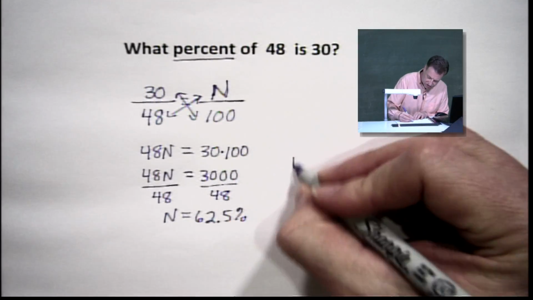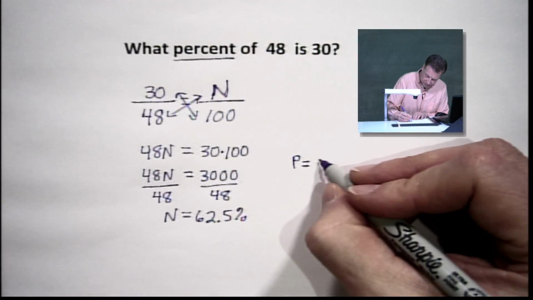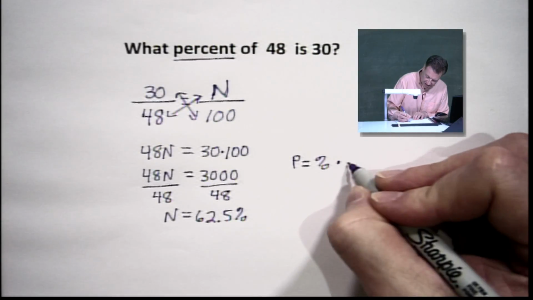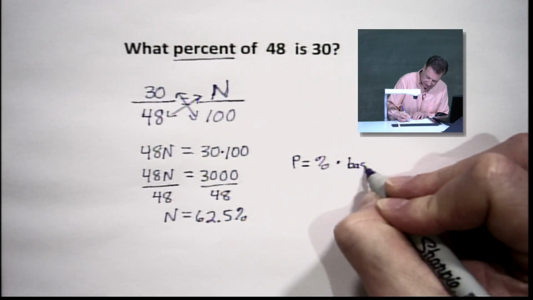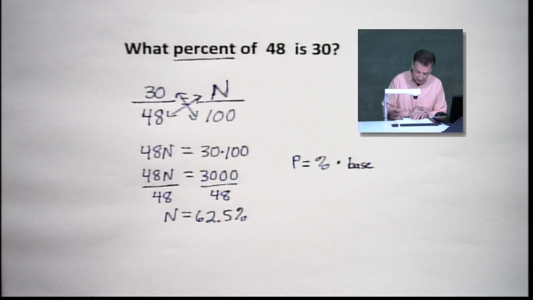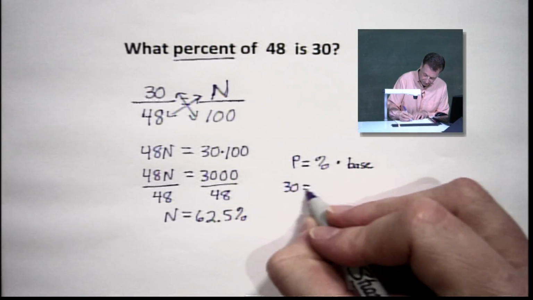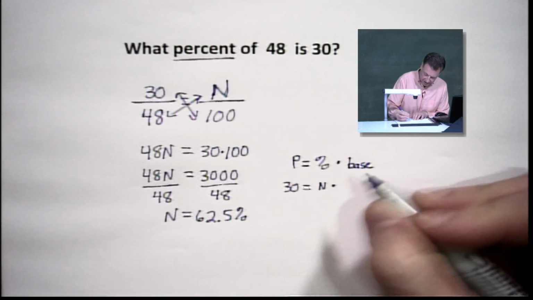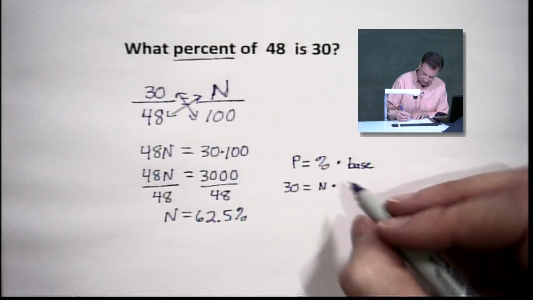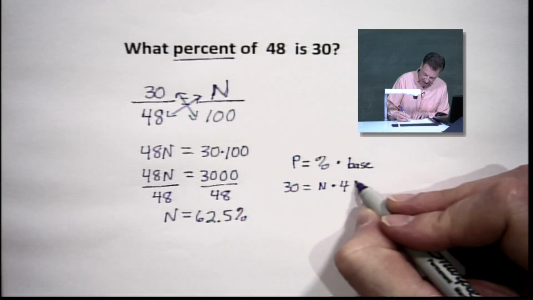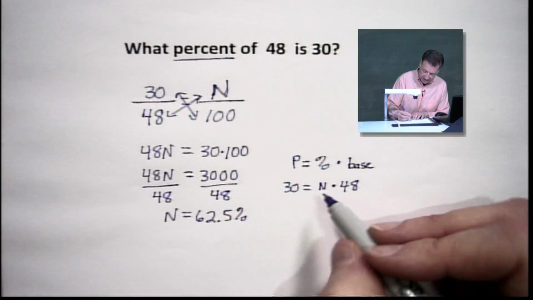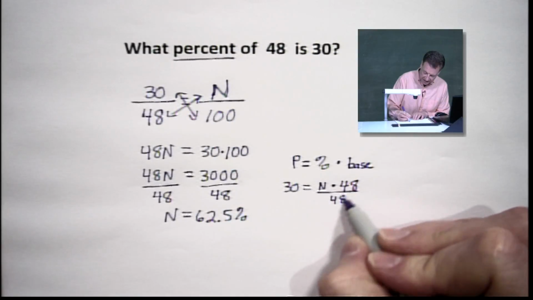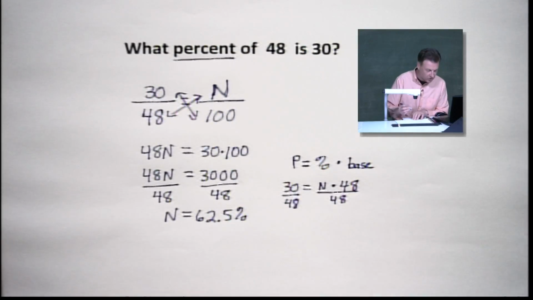Looking at our other approach, how about it? P equals, let's put that percent, times our base. See what we know, all right? This time we know the part is 30. I'm going to call this N. And we know our base over there is 48, all right? We're going to get N by itself, so we're going to have to divide by 48. And we're going to take 30, clear out what we had. We're going to take 30, and we're going to divide by 48.